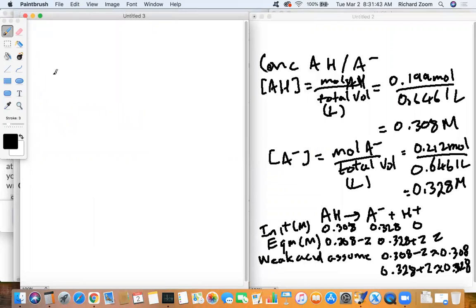So that's what we're getting there. Now the Ka is going to equal A minus times H plus over AH. Now the Ka value is given in the problem.